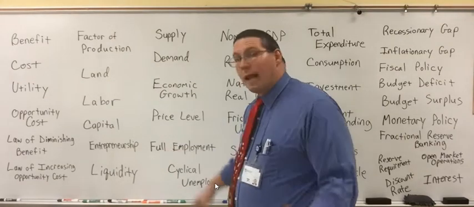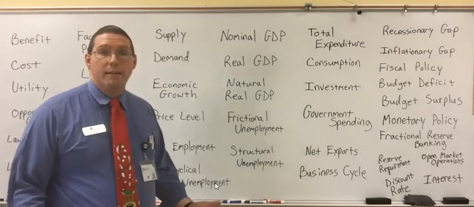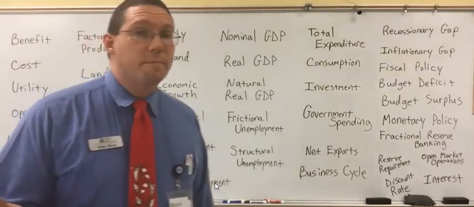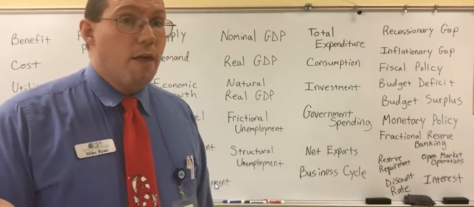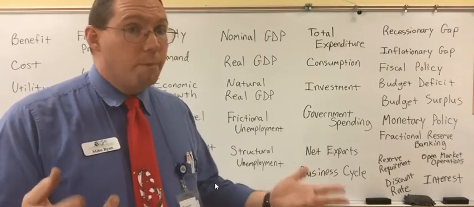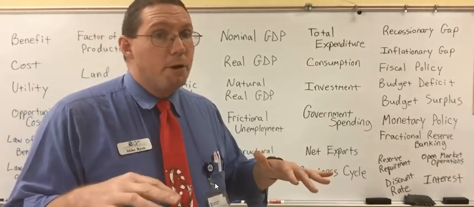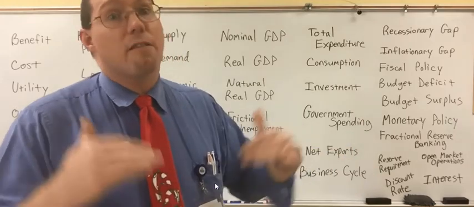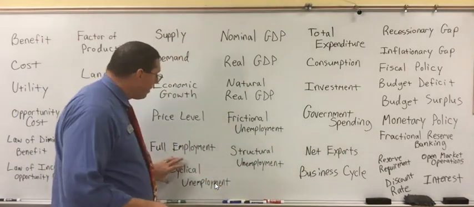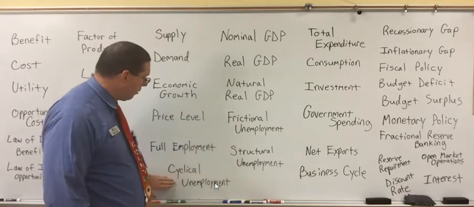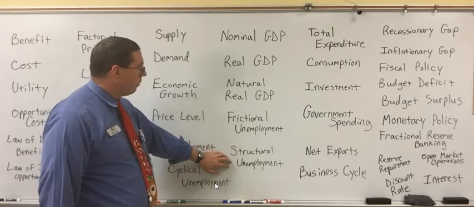Now, full employment has to do with the subject of unemployment. Unemployment is the idea that there are people who want to be working but are not working. So the more people that are not working but want to be working, that's a higher level of unemployment. But when there aren't very many people not working but they want to be working, that's a low level of unemployment. And there's three basic kinds of unemployment. We have cyclical unemployment, frictional unemployment, and structural unemployment.